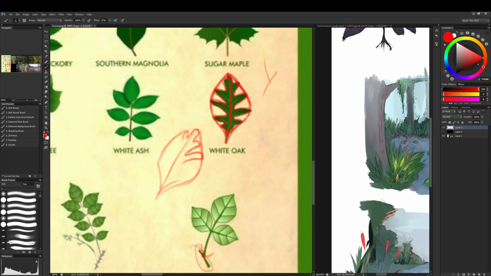And then whoop, whoop, whoop. Okay. There's a white oak. I didn't know that, but now I know how to draw white oak. Great. Good for me.